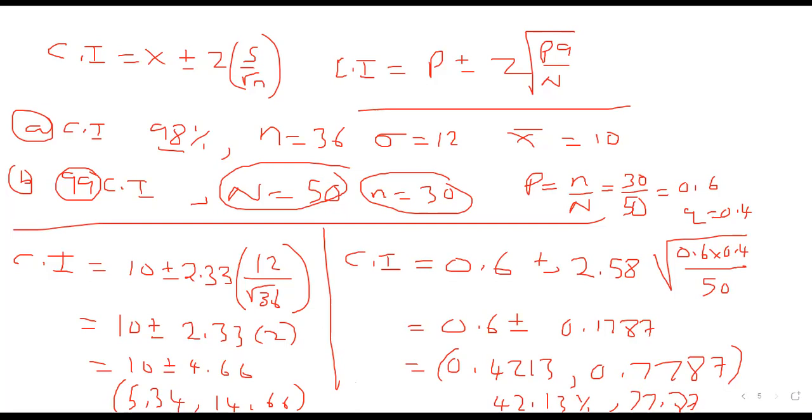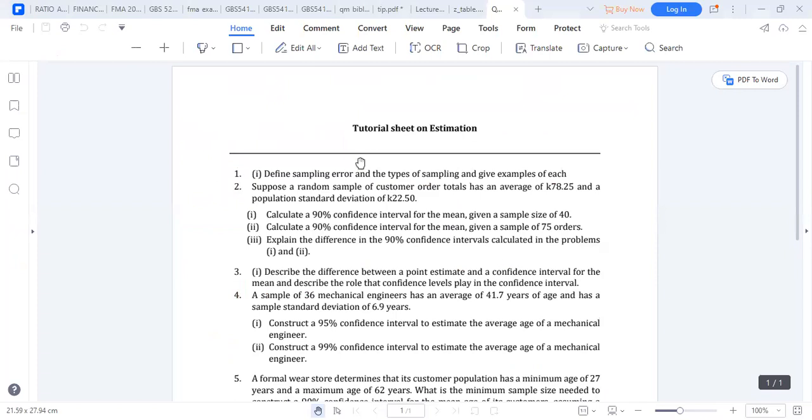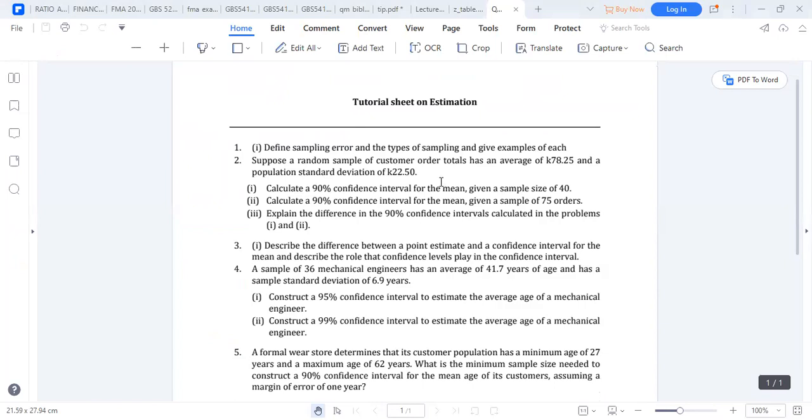Are we ready? So I'm going to beam a question and we can answer based on what has been just discussed here. All right. So we are told that a random sample had an average of 78.25 and a population standard deviation of 22.50. We are asked to calculate a confidence interval at 40 and at 75, and also deduce the difference there between the confidence intervals.